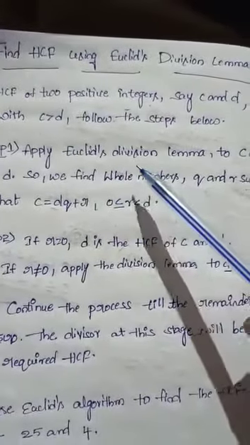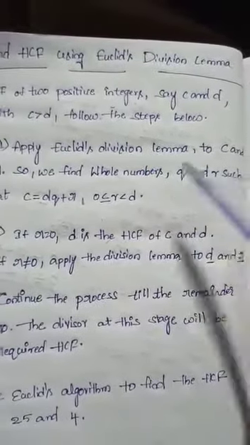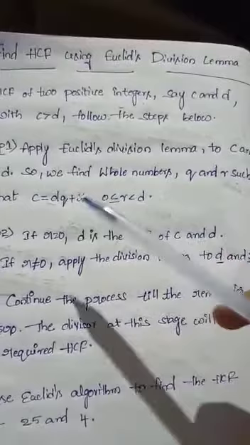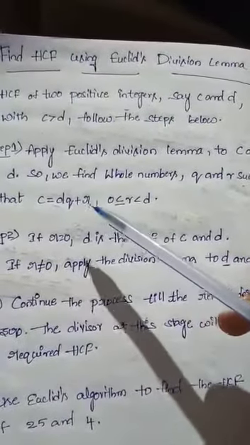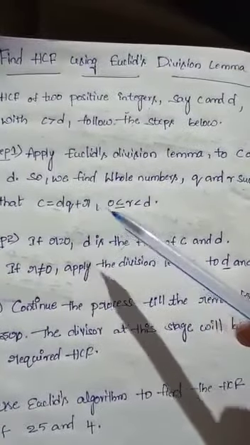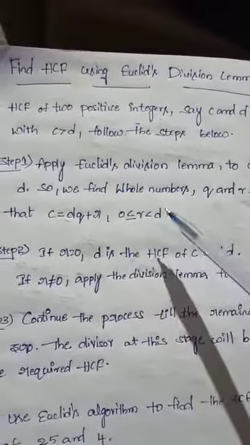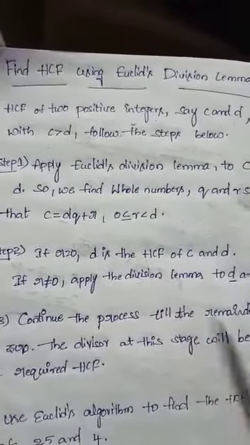We know the Euclid division lemma. C and D are any positive integers. We have to find Q and R such that C equal to DQ plus R. Here R is greater than or equal to 0 and less than D.